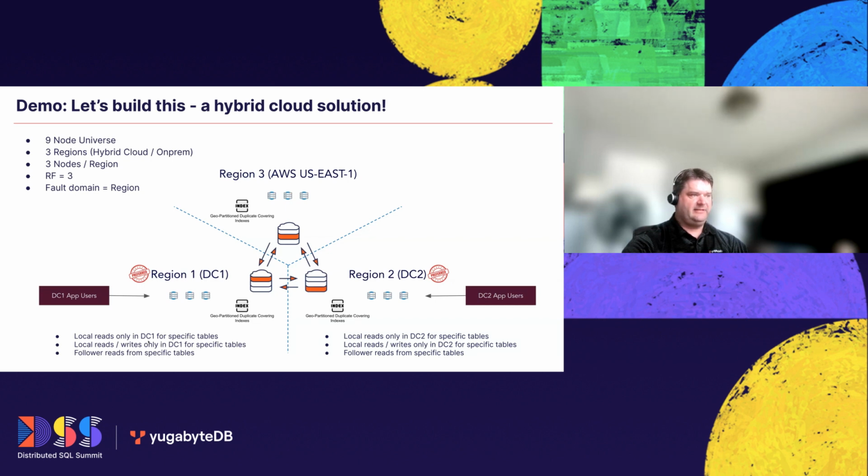So these are some of the requirements we're going to try to enforce, like local reads and writes to data center one, and then follower reads, right, to get super fast response times. And then the application user is going to come in through either DC. There are actually 2 application servers in this demo. One's coming in from DC1 and one's from DC2.